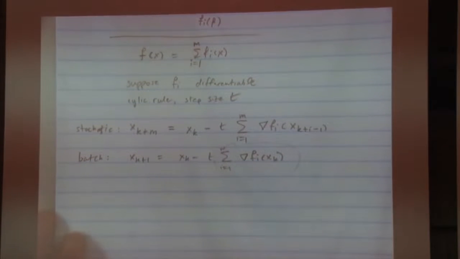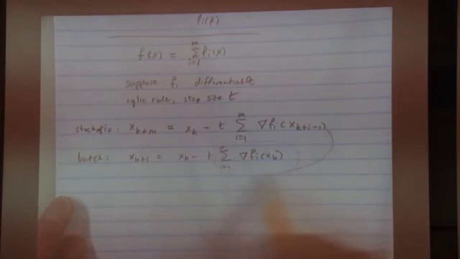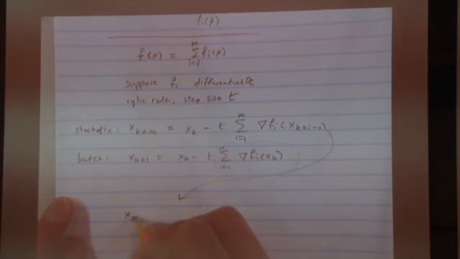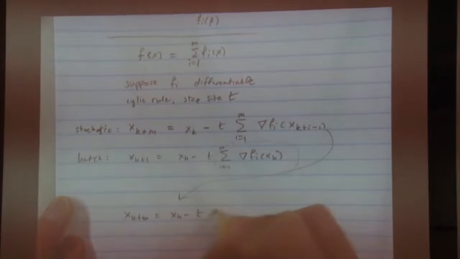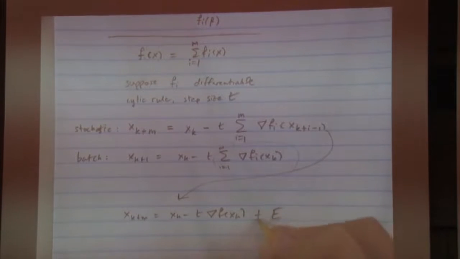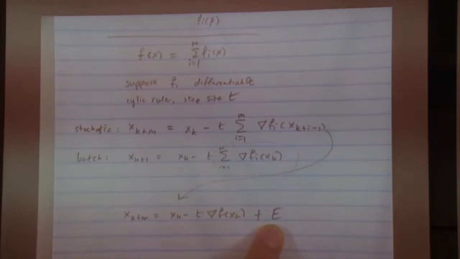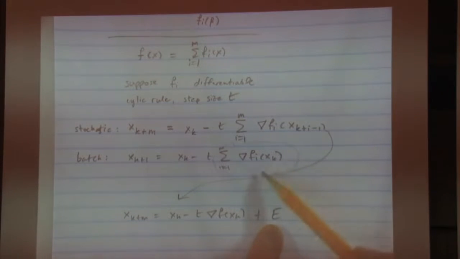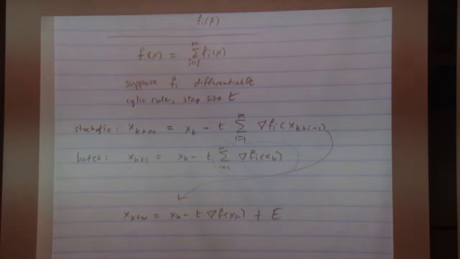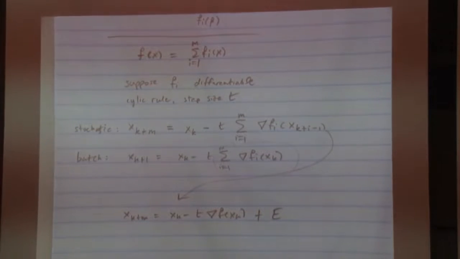So, I can write this as xk plus m is xk minus t times the gradient of f at xk plus some capital E, which stands for error. That error is just going to be the difference between these two functions, which I've written out in the slides here. This is the error. It's the sum over all the functions of the gradient of fi evaluated at, say, xk plus i minus 1 and xk.